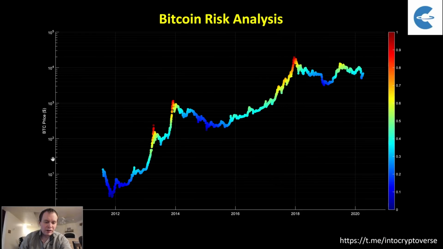So what we have here is, on the y-axis, the price of Bitcoin on a logarithmic scale. On the x-axis, we have time. And this color here is a color-coded risk dimension. You can think of it as going from 0 to 1. If it's dark blue, it's a low risk. If it's dark red, it's a high risk. So pretty simple, fairly straightforward.